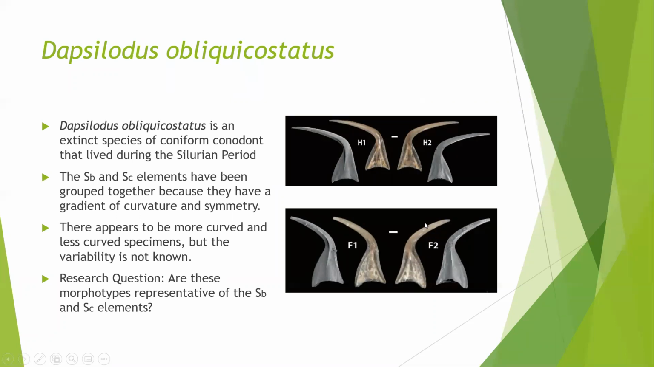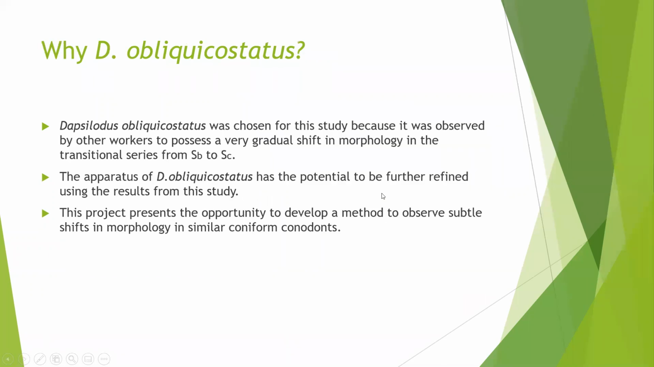The SBC elements pictured here exhibit a noticeable difference in morphology. The top row represents the regular morphotype, while the bottom row represents the curved morphotype. Our research question is whether this difference is equivalent to distinct SB and SC elements. In the case of Dapsilotus obliquicostatus, the lines separating separate elements can be blurry.